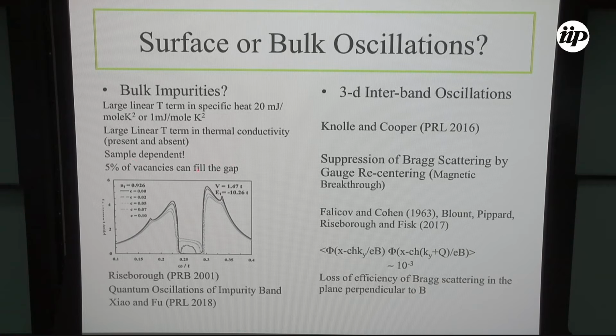We know from Kondo insulators that very few vacancies can actually fill the gap. So this is a calculation done in 2001 for a typical Kondo insulator with a hybridization gap, and these are concentrations, and you can see that already at 5% you fill the gap, in which case this provides support for the picture of Xiao and Fu that these oscillations could be, in fact, due to impurities.